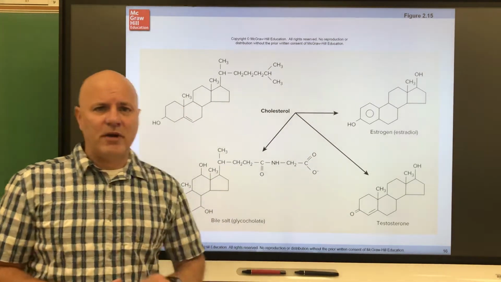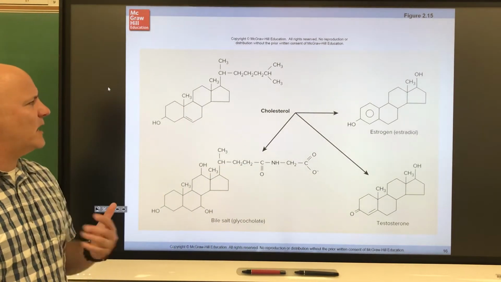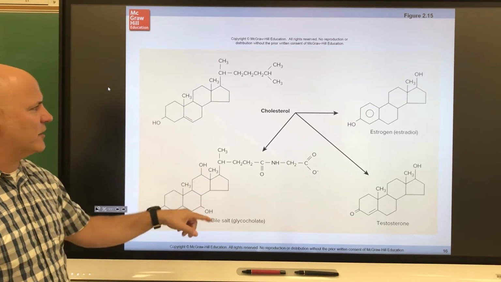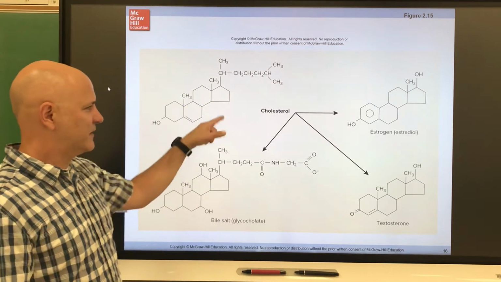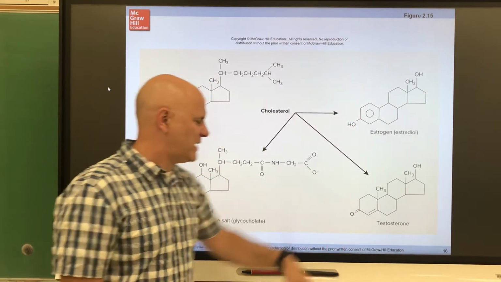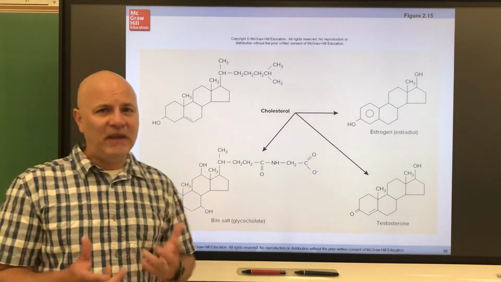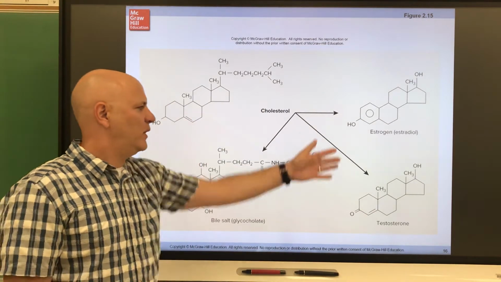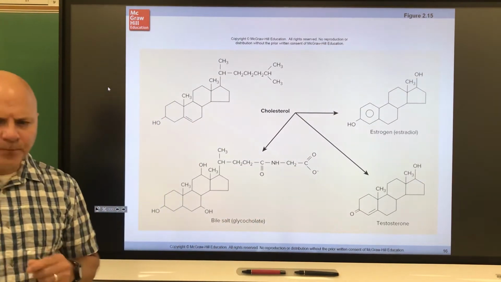These are all steroids. A steroid is a molecule that has this 4-ring structure. You can see this is cholesterol, this is estrogen, testosterone, bile salts, and even vitamin D is a steroid. We take in cholesterol and we can make these other things out of it.